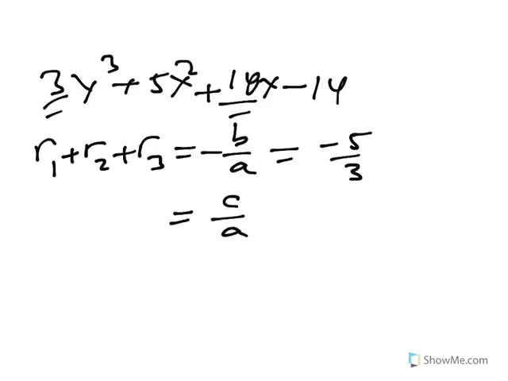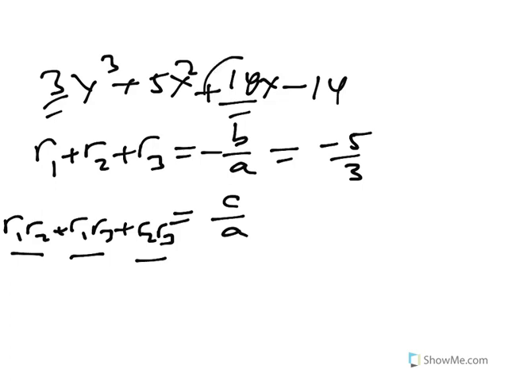C over A is equal to, get this, it's a mouthful, R1 R2 plus R1 R3 plus R2 R3. That's called the sum of the roots taken 2 at a time. So there's 3 ways to take pairs of 3 roots. And if I add those together, I would get the C term divided by the A term. So in this case, I don't know R1, R2, or R3, but this complicated expression, R1 R2 plus R1 R3 plus R2 R3, is going to be equal to 18 over 3, which is 6.